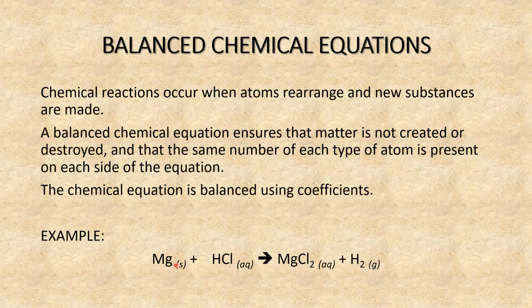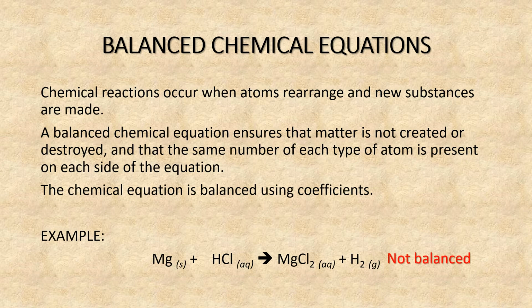So Mg, currently there is no number, so there's 1. And over here, Mg, no number, so there's 1. So that works fine. But this HCl, there's 1 of each. There's 1 hydrogen and 1 chlorine. But on the other side, I've got 2 chlorines and I've got 2 hydrogens. So this equation is not balanced.